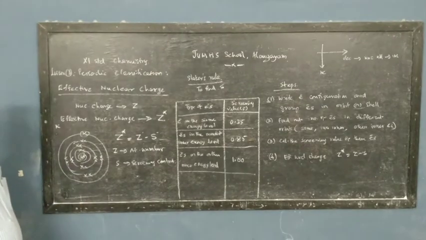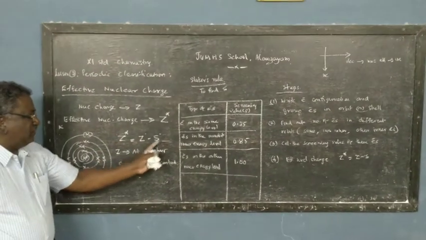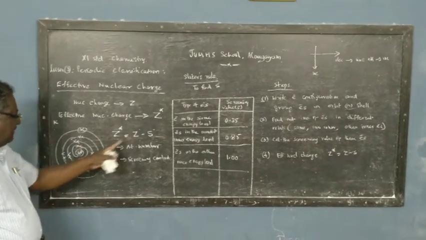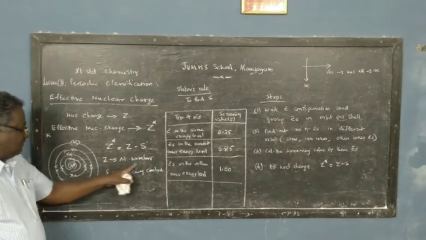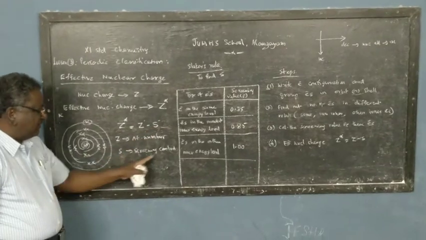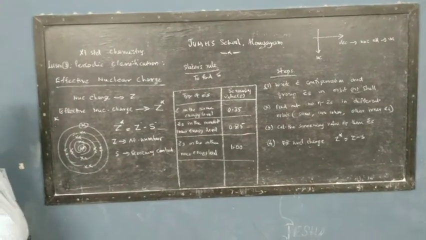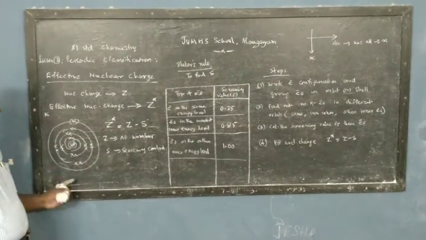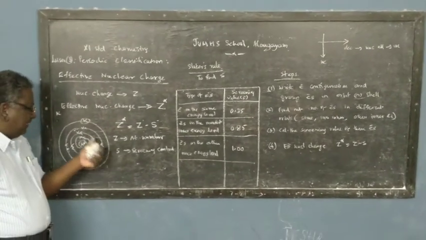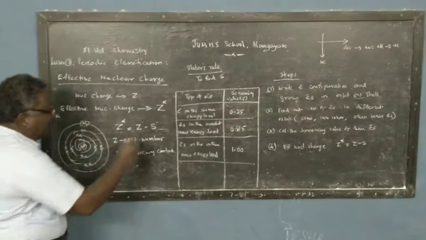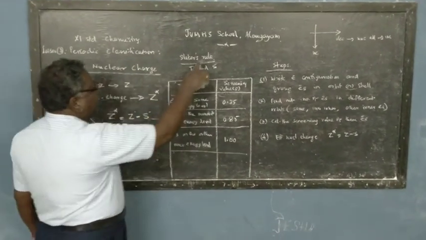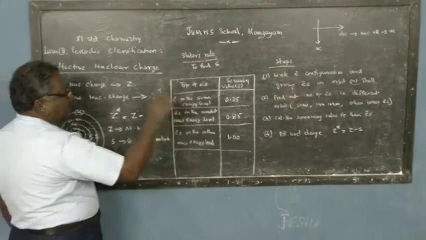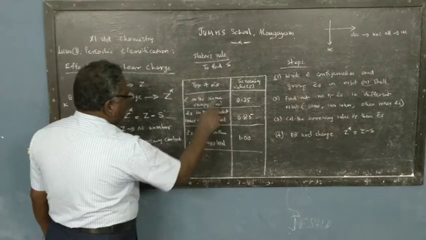That's called effective nuclear charge, which is calculated using this formula. Z star is the effective nuclear charge. Just Z is the actual nuclear charge, that is the atomic number. S is called the screening constant. So the screening constant is the obstruction level or the shielding level that is made by the inner electrons. To calculate this screening constant, we have Slater's rule. So according to Slater's rules, the electrons which are present in the same energy level.